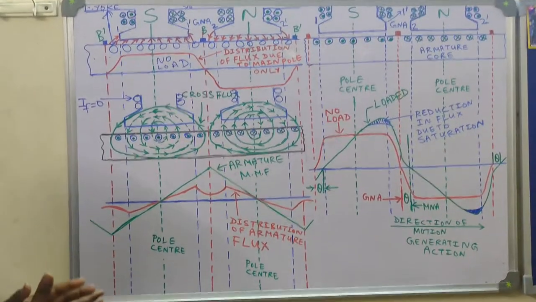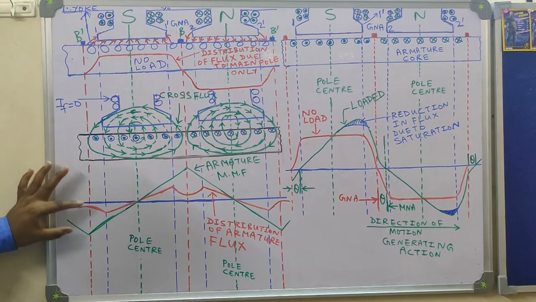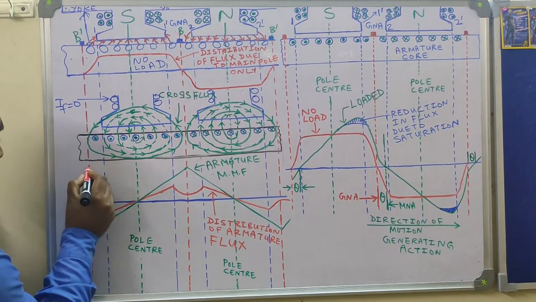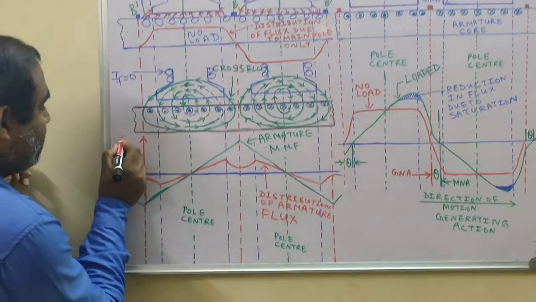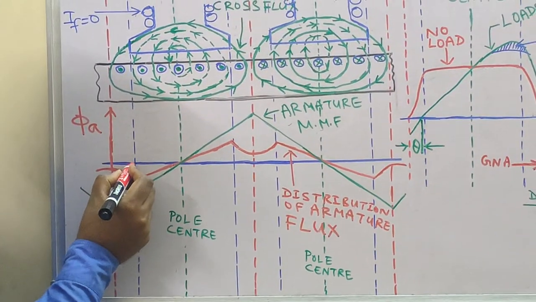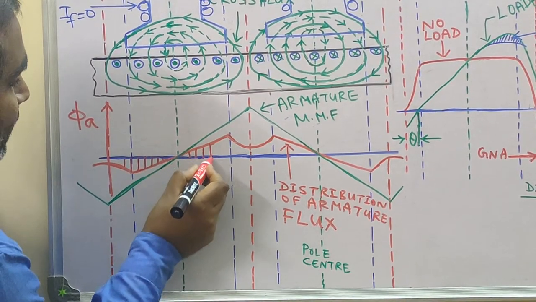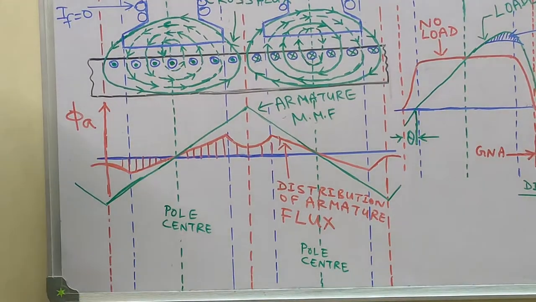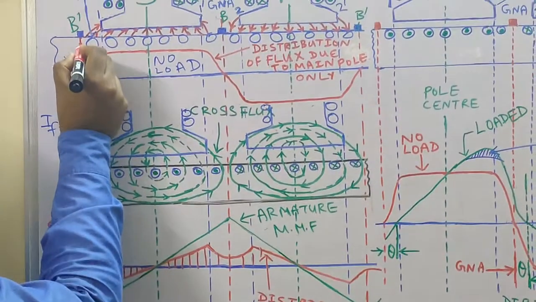We have to add the ordinates, that is the value along the y axis, for both armature flux and field flux. So you see, let this be our armature flux phi a. These are the ordinates of the armature flux, these lines are indicating the ordinates of the armature flux. What about the field flux? Field flux needs to be also added. So this is my field flux.